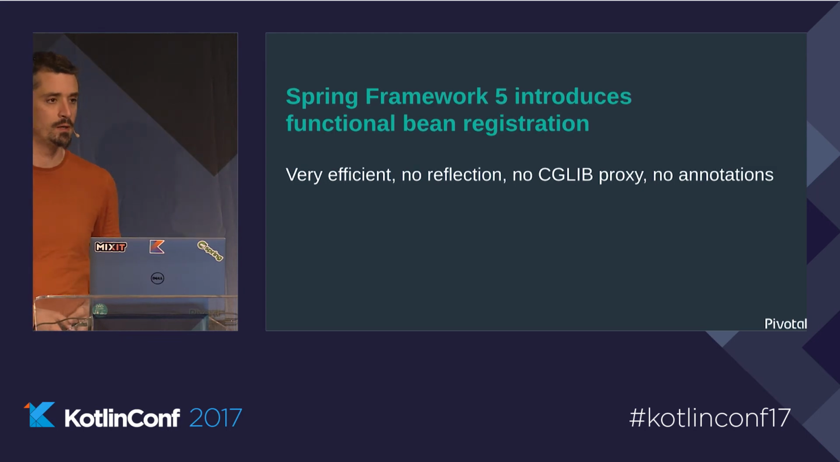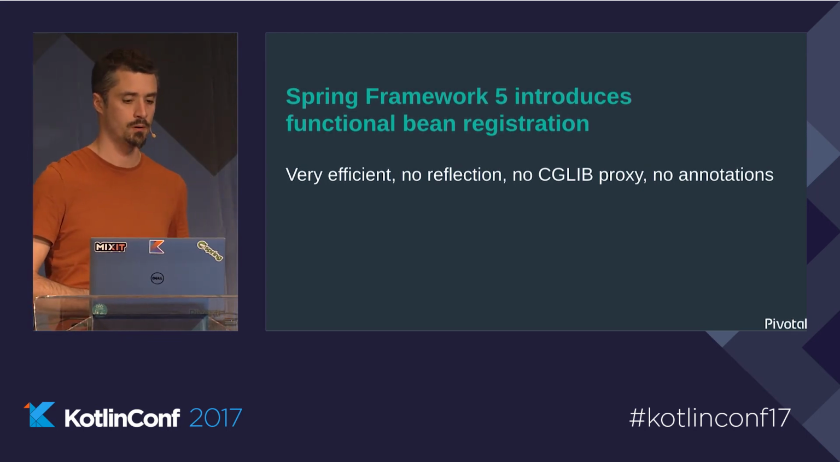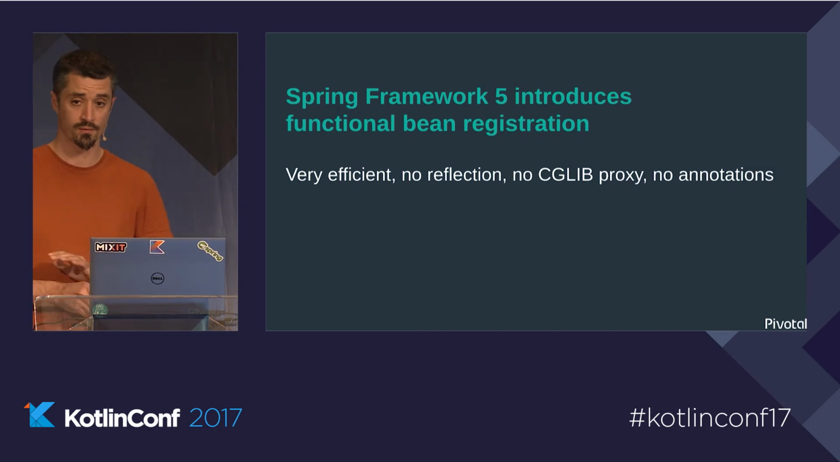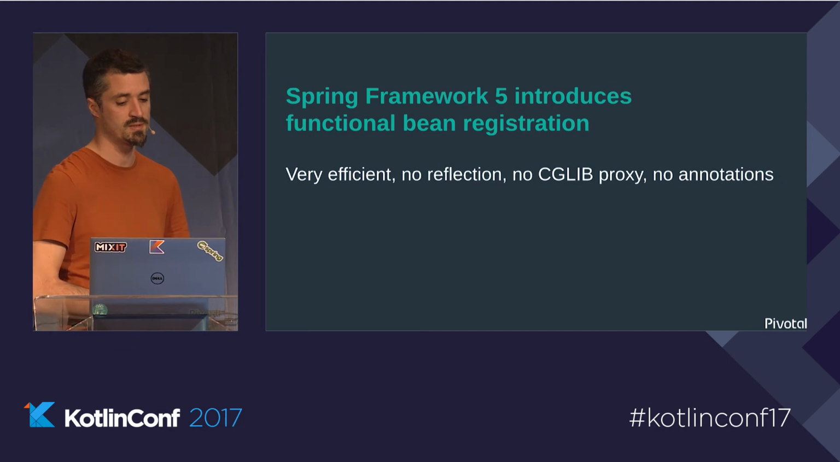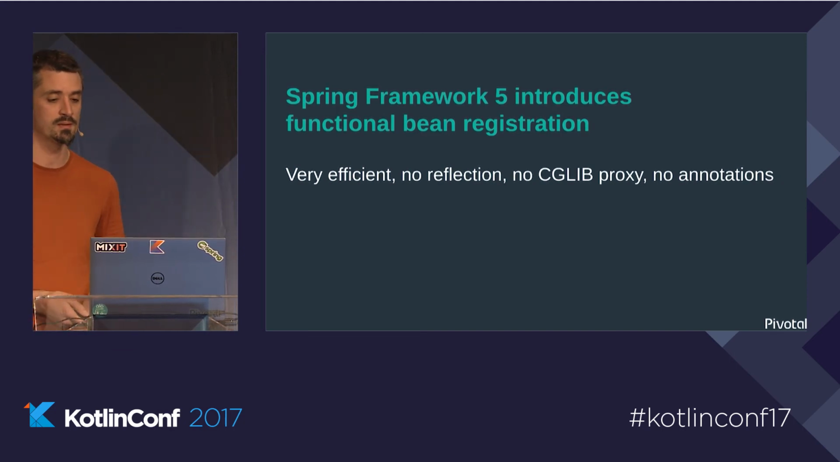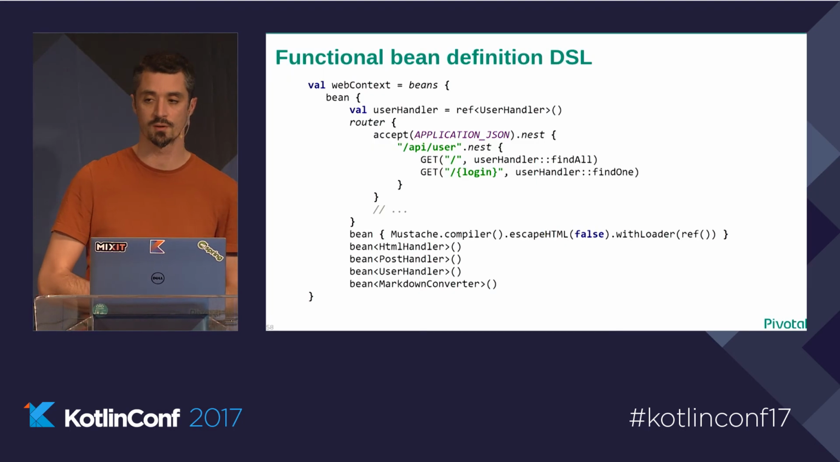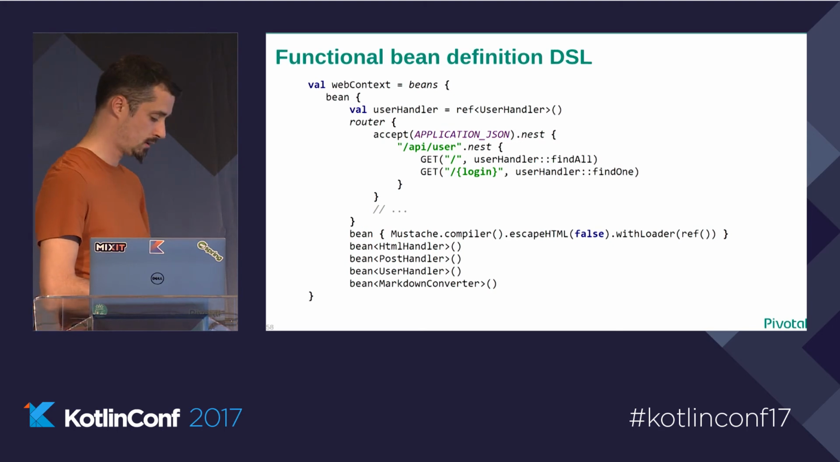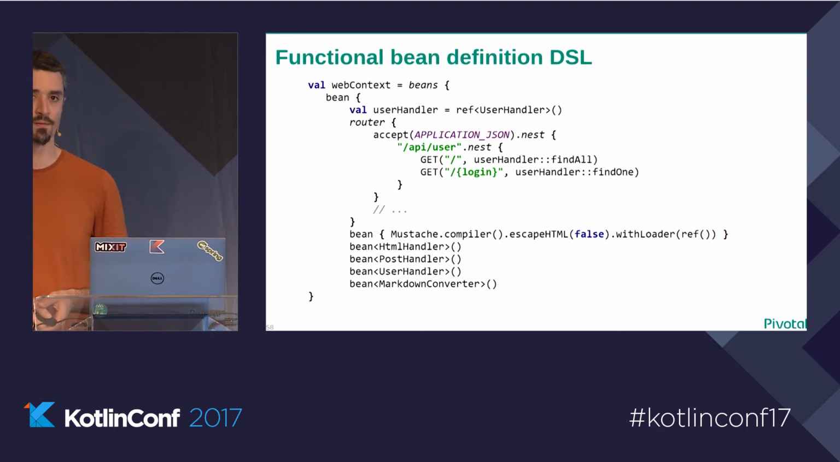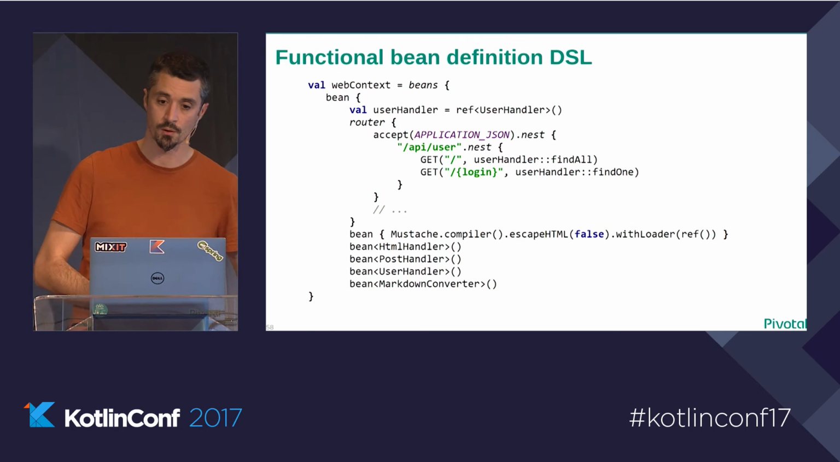So that's the way I usually use the functional web API in my Spring Boot application. Be aware that we also support functional bean registration, so you are not forced to use that. It's a matter of taste. Functional bean registration is interesting because, in addition to being very efficient, there is no reflection, no CGLIB proxy, no annotations. And so that looks like that. That could be seen as a kind of trade-off between XML and Java config because that's Kotlin code with a DSL, but that's just regular functional code.